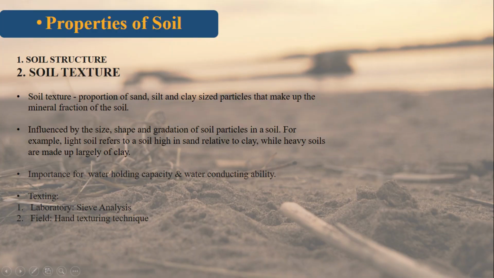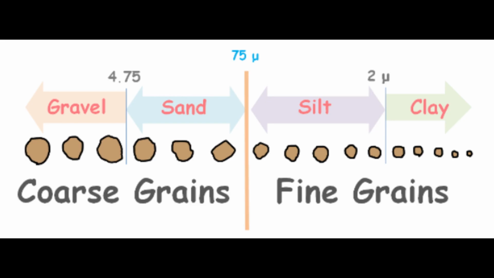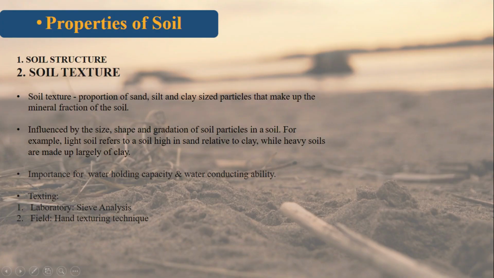Second property of soil is soil texture. Soil texture refers to the proportion of sand, silt, and clay-sized particles that make up the mineral fraction of the soil. Soil texture is influenced by the size, shape, and gradation of soil particles in a soil. For example, light soil refers to a soil high in sand relative to clay, while heavy soil is made up largely of clay. Soil texture is important as it has a large influence on water holding capacity and water conducting ability.